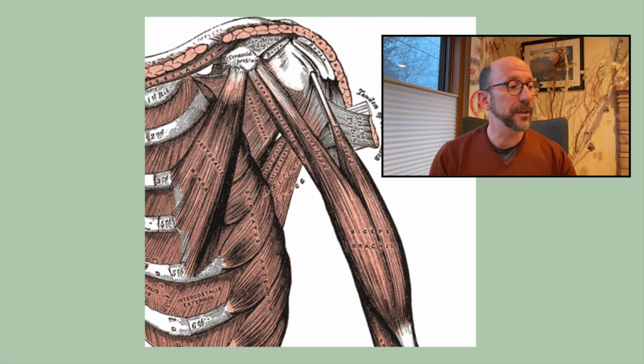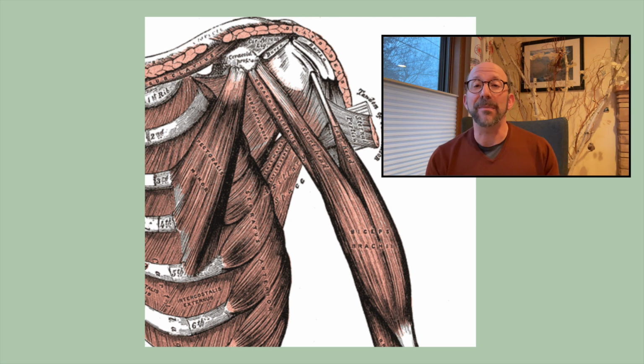The pec minor, the coracobrachialis, and the short head of the biceps, all inserting on the coracoid process, all exerting anterior and inferior force on that coracoid process. So issues that shorten and tighten those three muscles create a protraction of the scapula, clamping down a little bit, making that subacromial space a little bit smaller, and restricting the movement of the scapula, which then in turn restricts and causes compensation throughout the whole shoulder complex. So these muscles, extremely important.